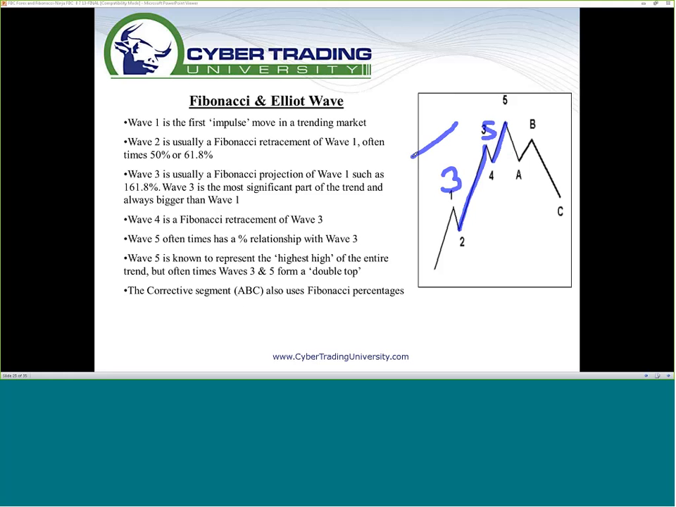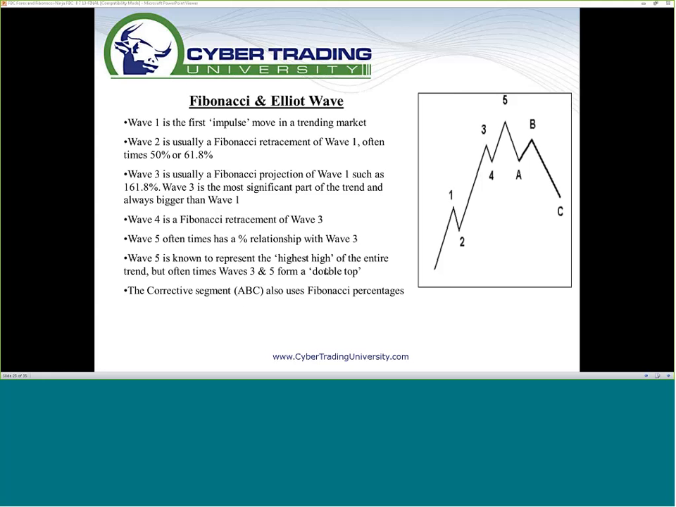3 and 5 usually have a Fibonacci percentage relationship. Sometimes they're the same. Sometimes 5 is 61.8% of 3. But they're usually related to each other. The market's very symmetrical. Once you start to consider the market this way, stocks, Forex, you're going to find these relationships emerge. It's fascinating how they do.